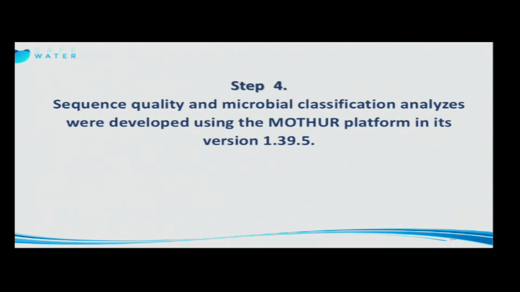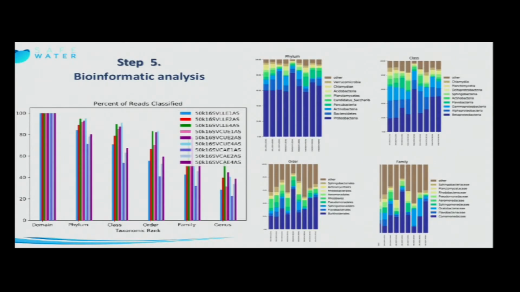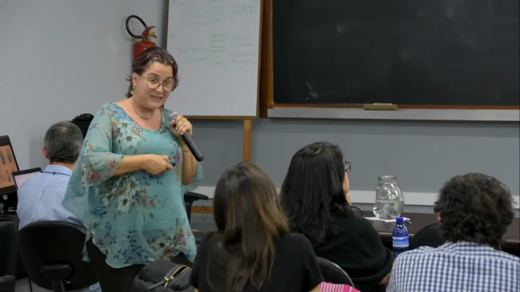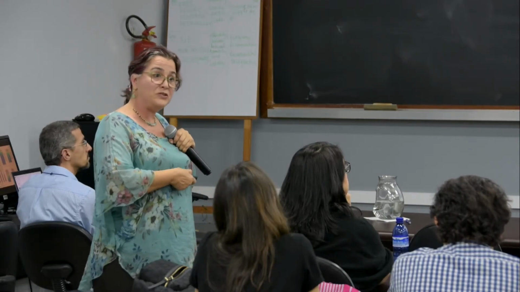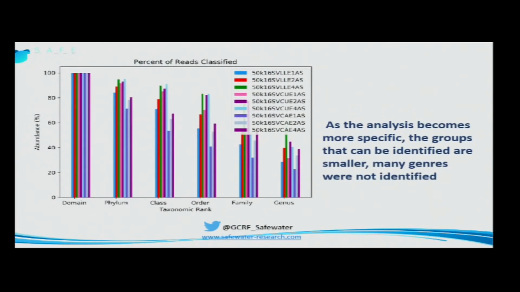The second was to use the platform Mothur for the analysis. And finally, to obtain the bioinformatic analysis, which is the most interesting. That led us to evaluate the phylum, the class, the order, the family, and the genus of the bacteria that live inside of the water that we were collecting. It's interesting to see that as you go to more specific groups, class, order, family, and genus, the information is lost. It's like saying that many of the groups are not known. We can only speak about some of the genera that live inside of the water.